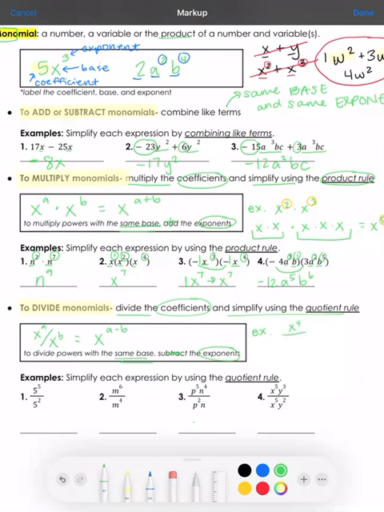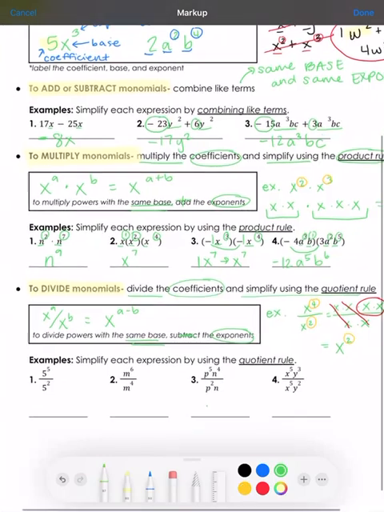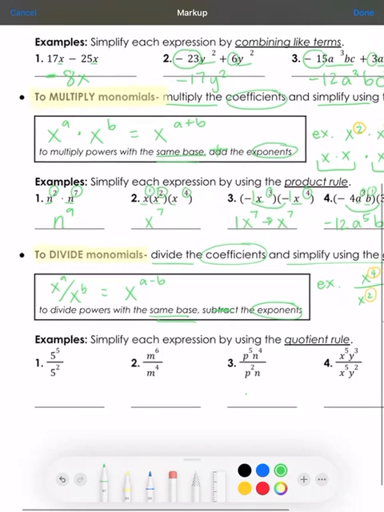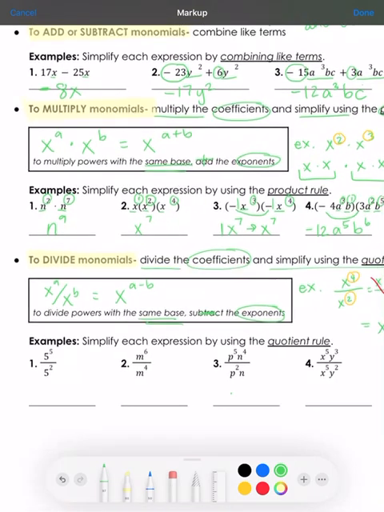So the reason this one works out is if I have x to the 4th divided by x squared, what I really have is x times x times x times x, 4 times, over x times x. Well, these cancel each other out, these cancel each other out, and I'm just left with 2 x's, which is x squared, which is the same as 4 minus 2 is 2. So that's where this rule comes from. So we'll look at these examples.